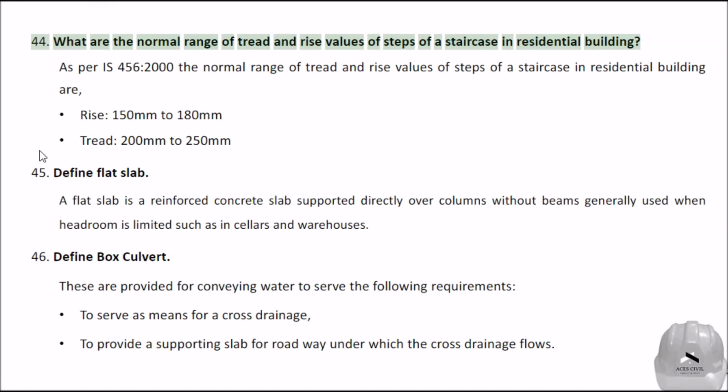What are the normal range of tread and rise values of steps of a staircase in a residential building? As per IS 456:2000, the normal range of tread and rise values of steps of a staircase in a residential building are: rise 150 mm to 180 mm, tread 200 mm to 250 mm.